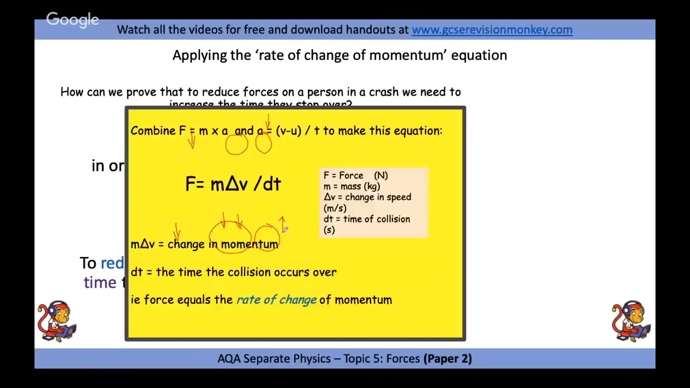So we can combine these two things together. So let's have a look at this. F equals ma is my equation. I swap a for v minus u over t to make this equation here. Force equals mass times the change in speed over the time taken. So this is the rate of change of momentum, because there is my momentum equation, and it's how quickly that momentum changes.